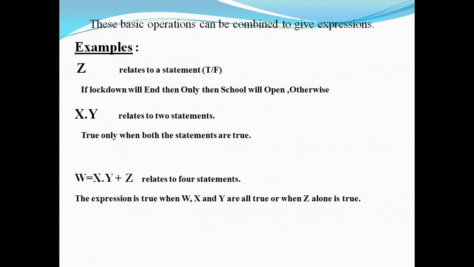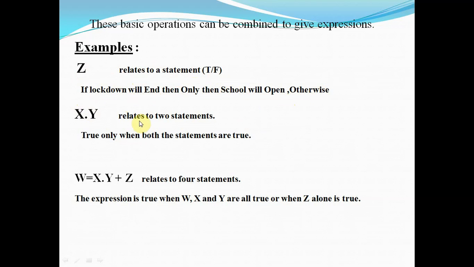Let's see first. These are some examples which come up in Boolean expressions. The first one, Z, relates to a statement of true or false. This statement will be true or false. For example, if lockdown ends, then only will school open. Otherwise, school will not be open. So this will be a true statement, and another will be a false one.